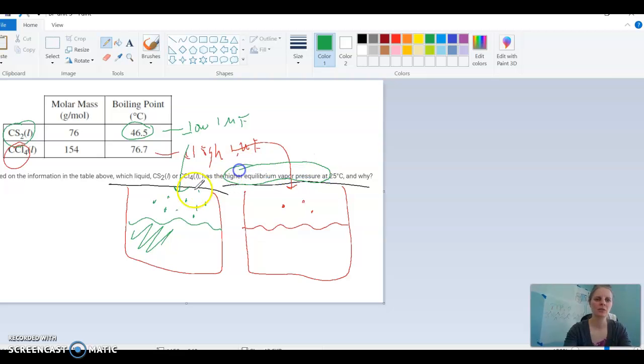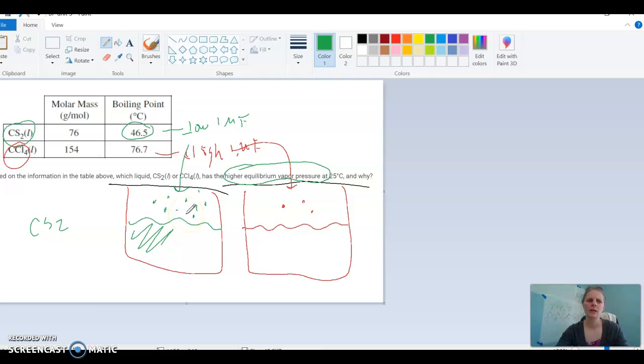Which one has a higher vapor pressure? I would say my answer would be CS2. My reason for that would be a low boiling point means it has a lower intermolecular force of attraction. This lower IMF would result in more molecules coming up in the gas phase. More molecules in the gas phase add to more pressure.